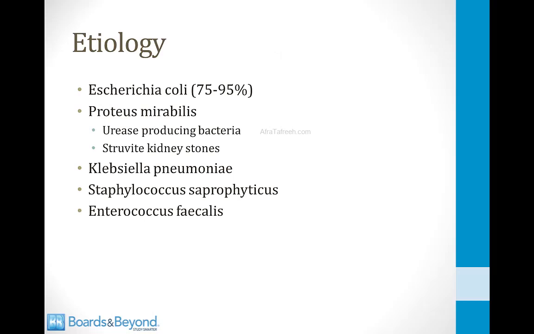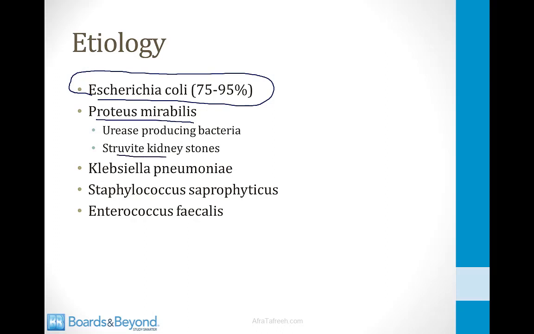Most of the bacteria that cause urinary infections are enteric bacteria, and far and away the most common is E. coli. It causes about 80 to 90% of all urinary tract infections. Other bugs that can cause urinary infections are Proteus mirabilis. This is a urease producing bacteria. And if you watch the module on kidney stones, you know that this is the bacteria that can lead to struvite kidney stones. And then some other occasional causes of urinary infections are Klebsiella pneumoniae, Staphylococcus saprophyticus, and Enterococcus fecalis.